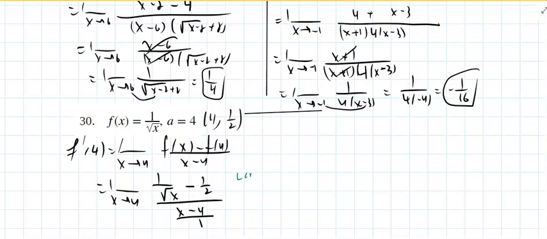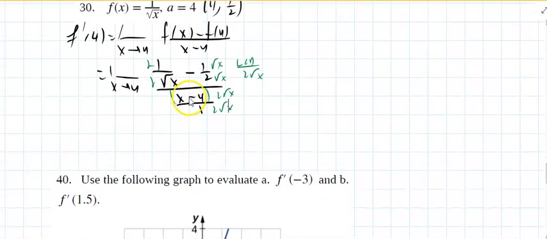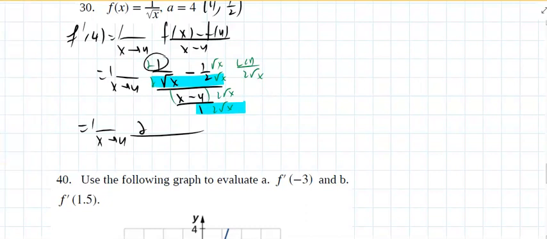The LCD for the top and the bottom combined is 2 radical x. This is missing a 2. This is missing a radical x. And this is missing 2 radical x. That is the limit as x approaches 4. And I ignore the denominator since they all have it. That reads 2 times 1 is 2 minus radical x over 2 radical x into x minus 4. If I let x equal 4, I'm still getting 0 over 0. Since it's a radical, I know the drill. I'm going to multiply by the conjugate.